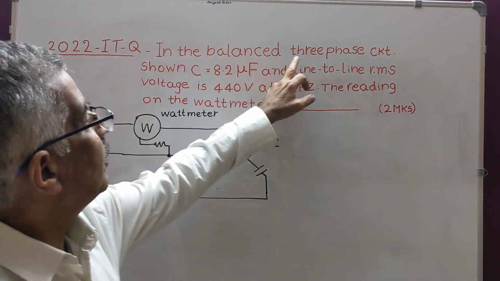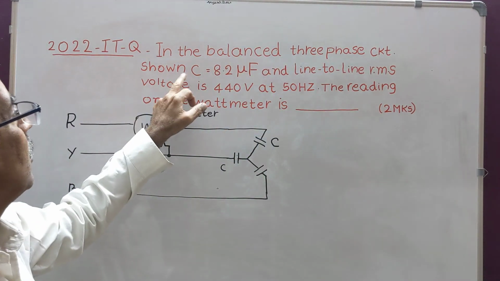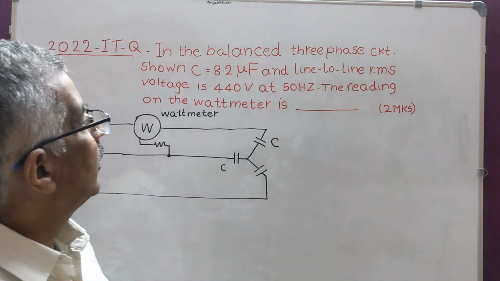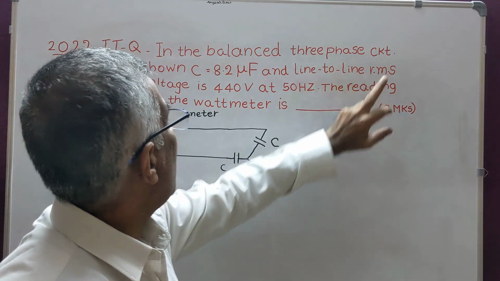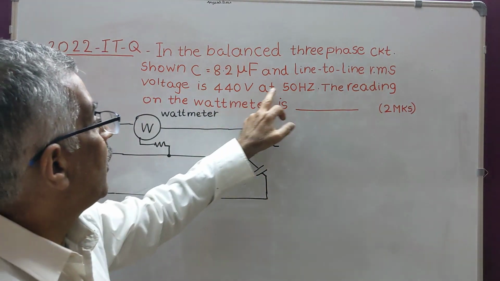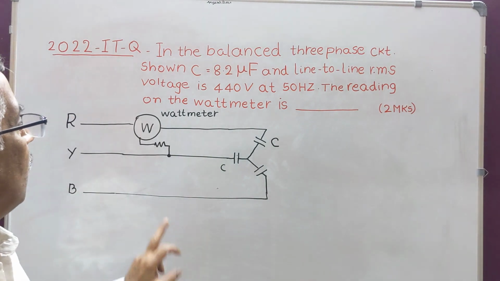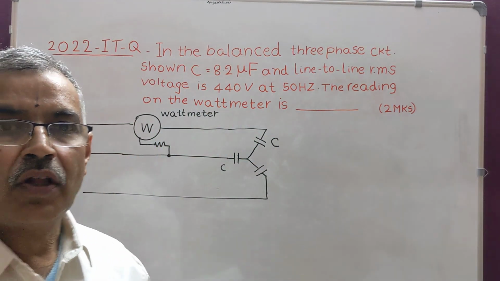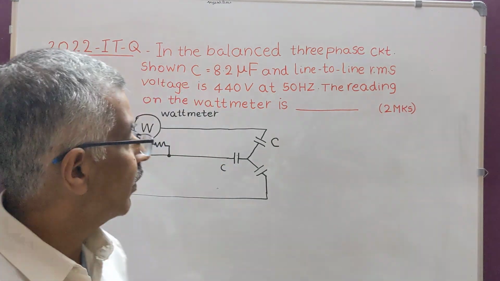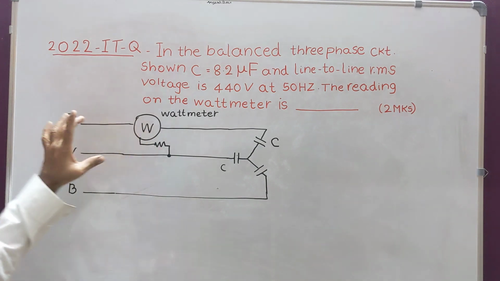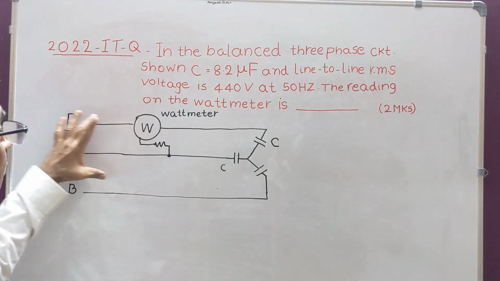In the balanced three-phase circuit shown, capacitor C is 8.2 microfarad and line to line RMS voltage is 440 volts at 50 hertz. The reading on the wattmeter is dash. So you have to solve the problem for wattmeter reading. And this is the circuit. So this is wattmeter, this is three-phase supply.